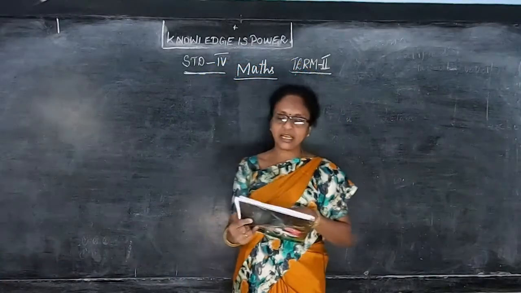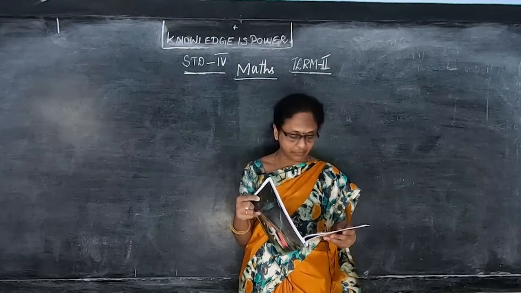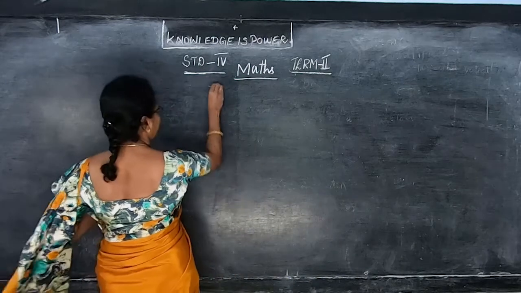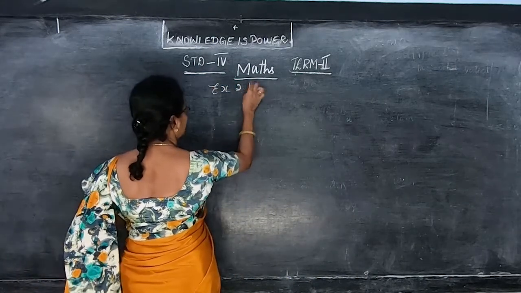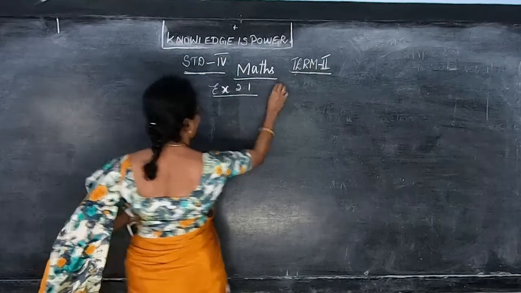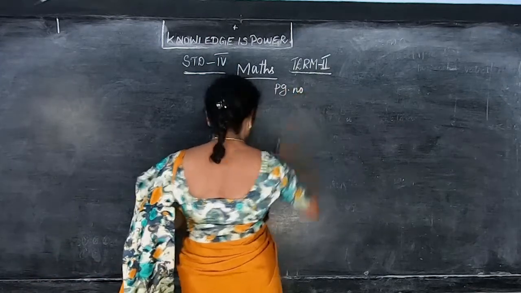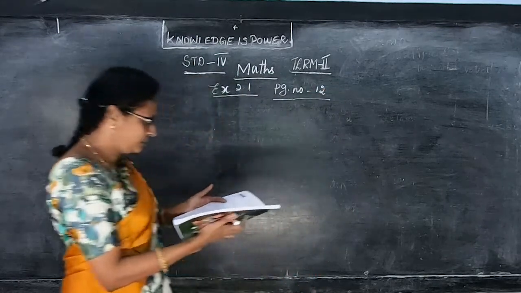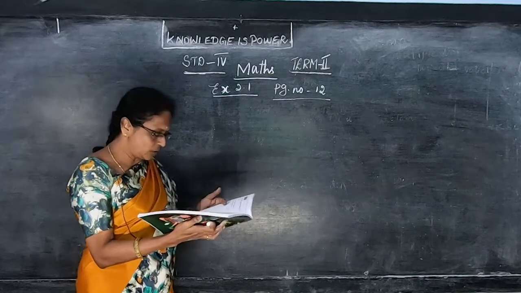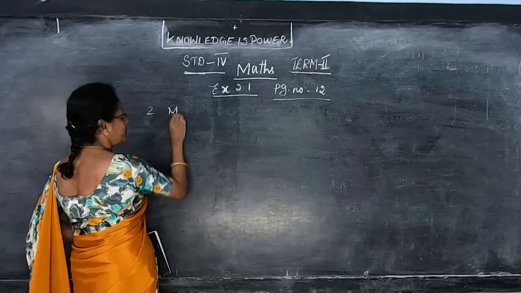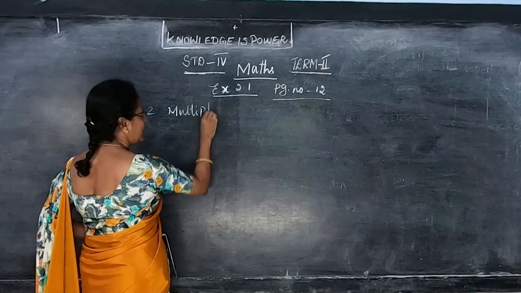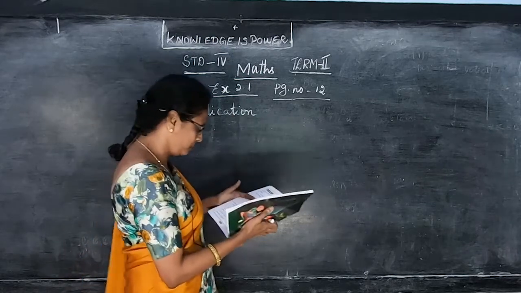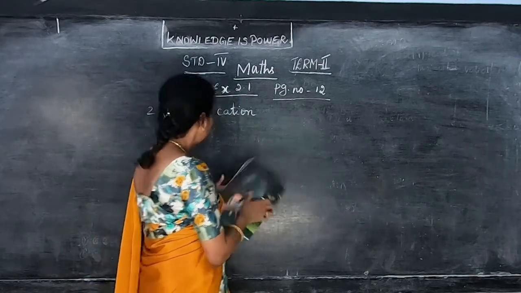Okay, children, in the last class we saw the lattice multiplication method, exercise 2.1. Now we will continue with the next one, the standard method, exercise 2.1, page number 12. In this multiplication, we multiply the following numbers using the standard method. They will ask whether you have to multiply by the lattice method or by the standard method.